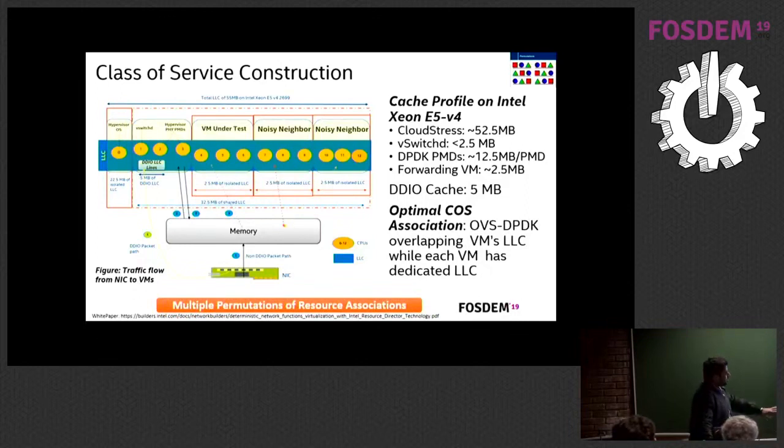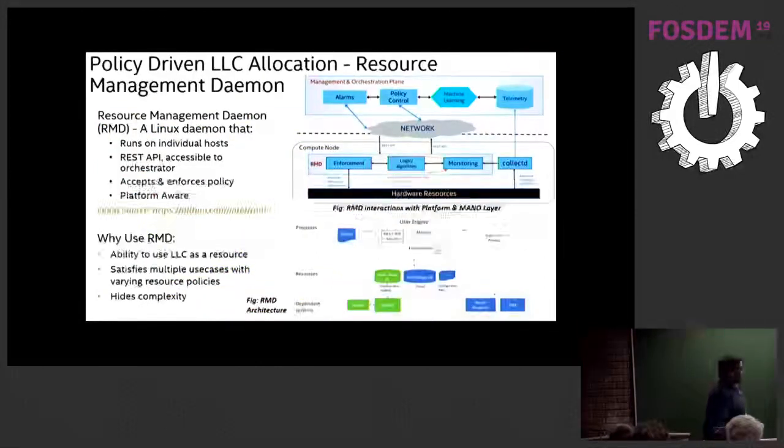But before I jump there, the main idea here is that there are a lot of permutations and combinations of how you can allocate your cache, overlapping versus isolated. And that's where, from a cloud perspective, you can't log into every platform and control the cache on a per-NUMA-node basis. So instead, we introduced a resource management daemon. This software was open sourced just about in 2017.